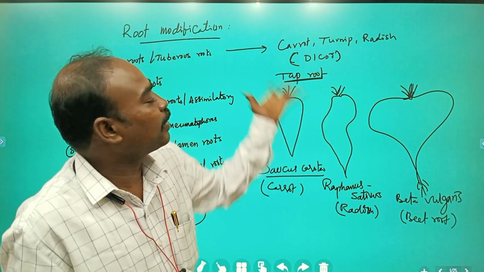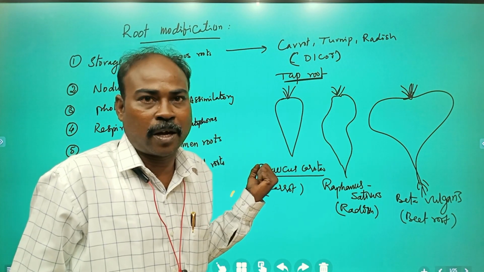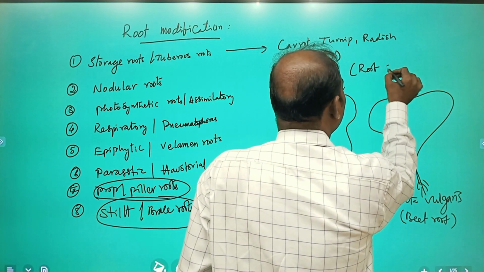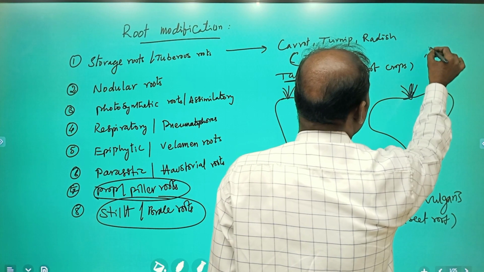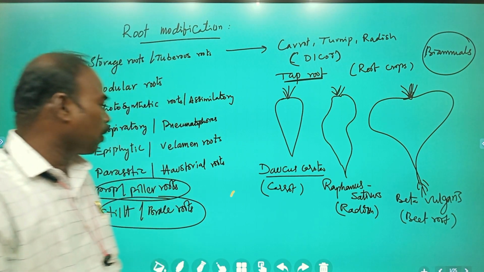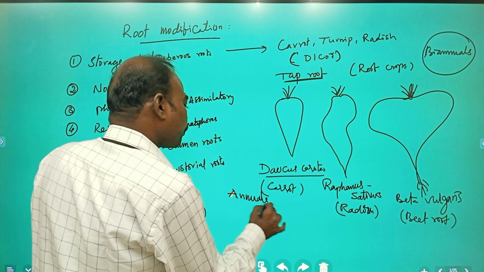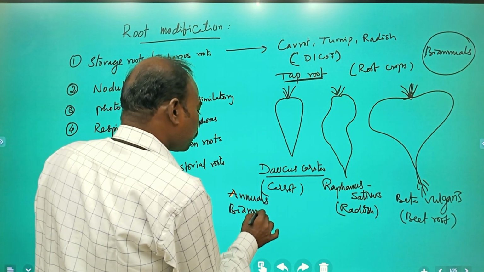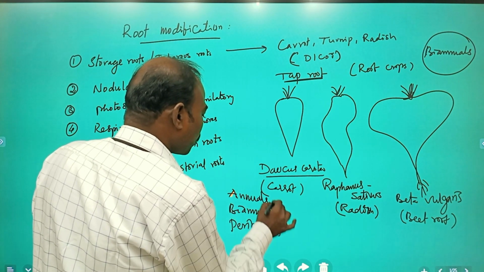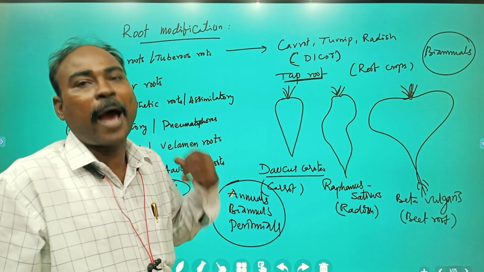Whenever the plant needs this stored food again, it is exported from the taproots to the plant for its flowering phenomenon. So these are also called root crops. These plants belong to biennials, which means their life cycle takes 2 years. Annuals, biennials and perennials are the groups of plants classified based on their lifespan.